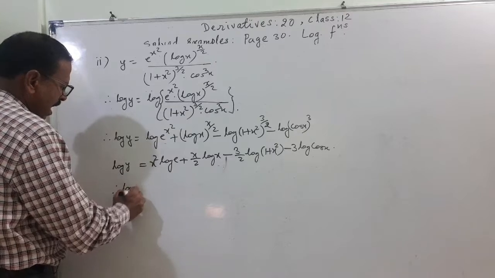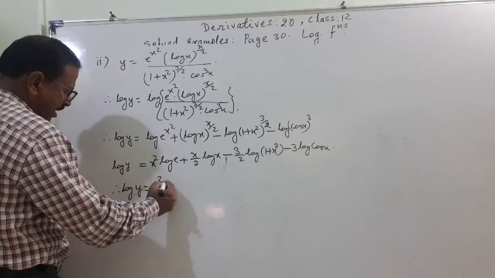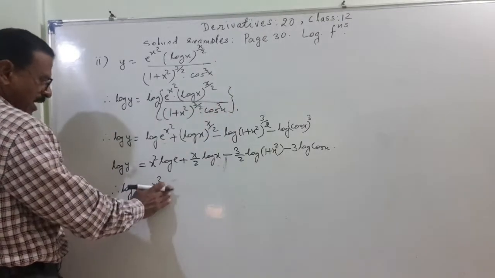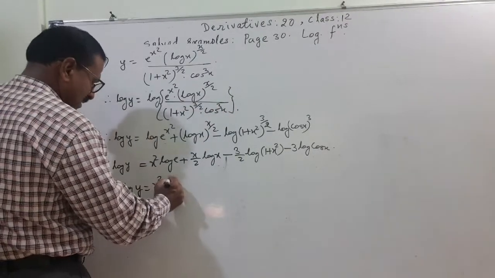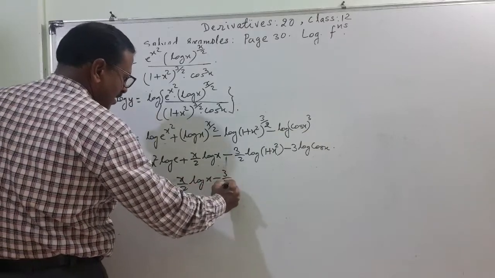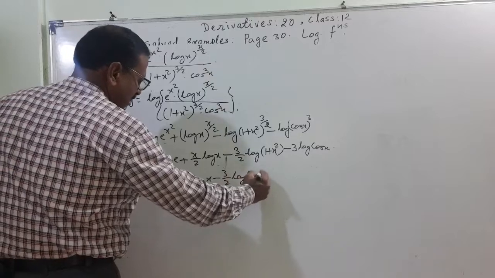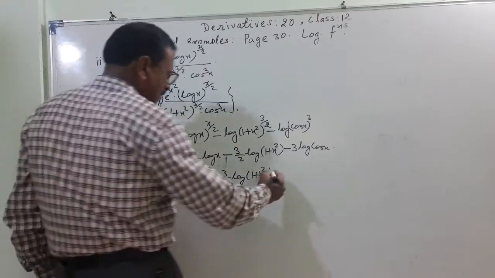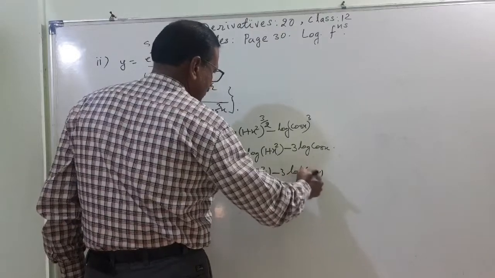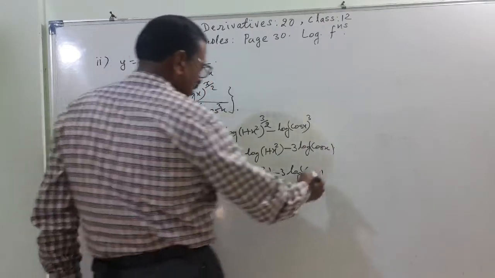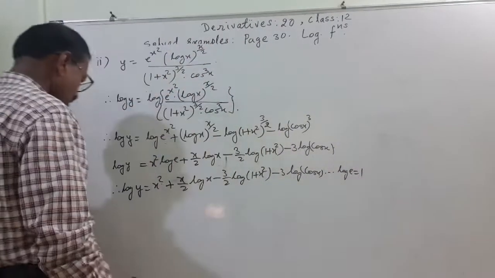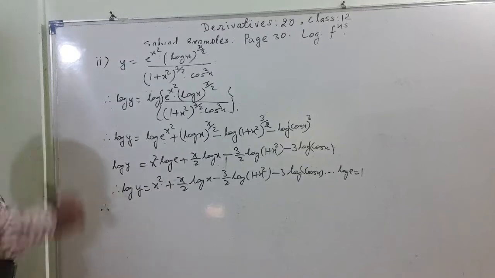Therefore log of y is equal to x square into 1. Or I will not write, I will give the reason ahead. x square into 1 plus x by 2 into log of x minus 3 by 2 into log of 1 plus x square and minus 3 into log of cos x. Here write log e equal to 1. Therefore, now I can take the derivative.